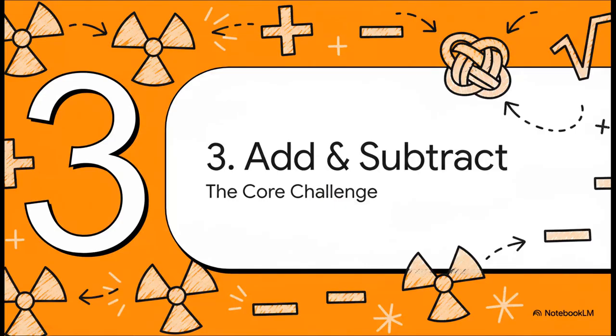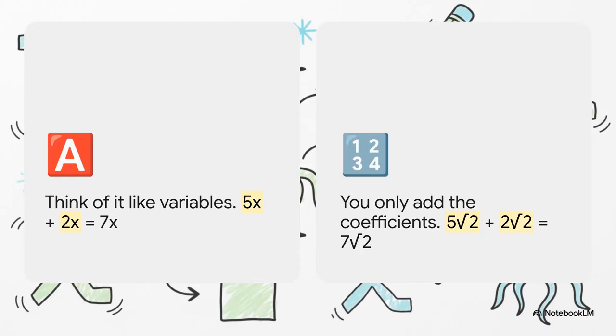All right, time for the main event, adding and subtracting. This is where the real skill comes into play. But I promise, once you get this, you've basically mastered the core of working with radicals. So what's the secret? Honestly, just think back to basic algebra. You can only combine like terms, right? It's the same thing here.